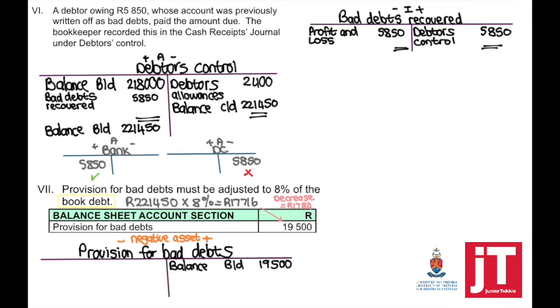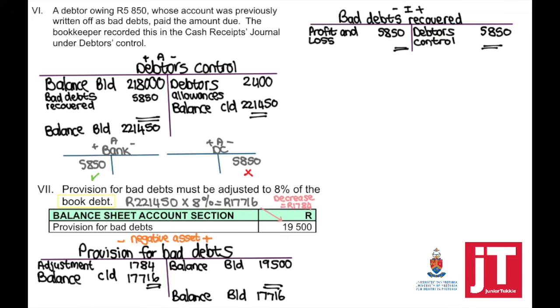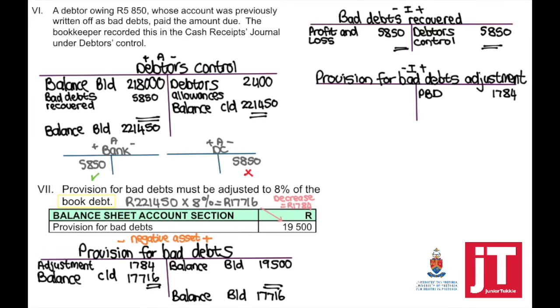If I compare this with the balance in the pre-adjustment trial balance, it's less, which means it needs to decrease. Reminder, provision for bad debts adjustment can either be an income or an expense. If we need to increase the amount, that will be regarded as an expense. But if we need to decrease the amount, it means that the provision for bad debts adjustment is going to be an income. Again, take note of the importance of debtors control and the trading stock balance.